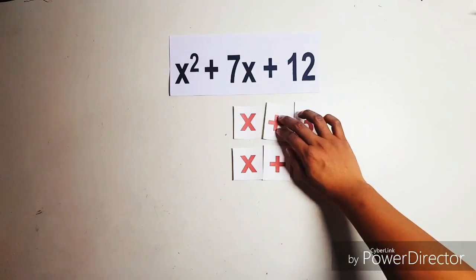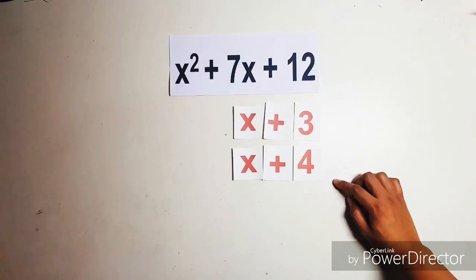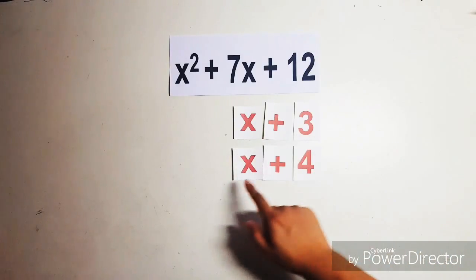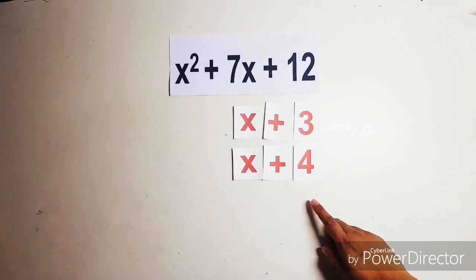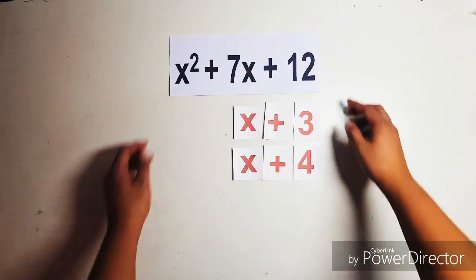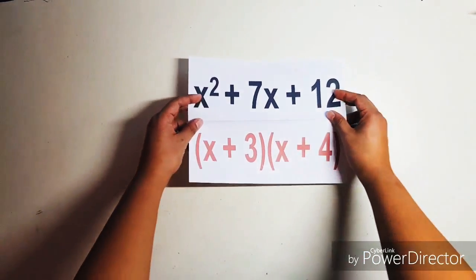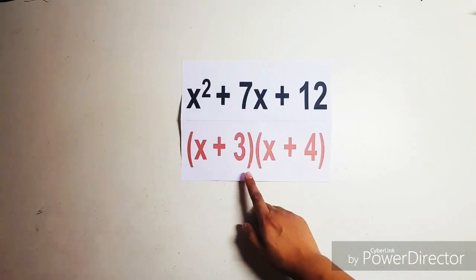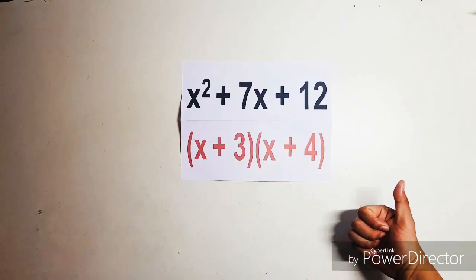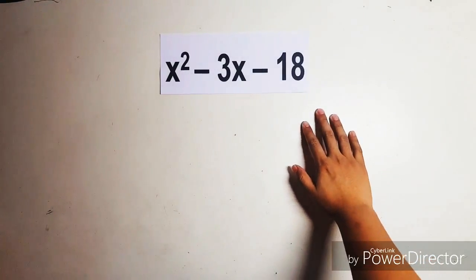Now, from here, we already have two binomials. We have x plus 3 and x plus 4 as our binomials for the given. Now, we will write that in factor form, and that will be x plus 3 times x plus 4. So let's have another example.